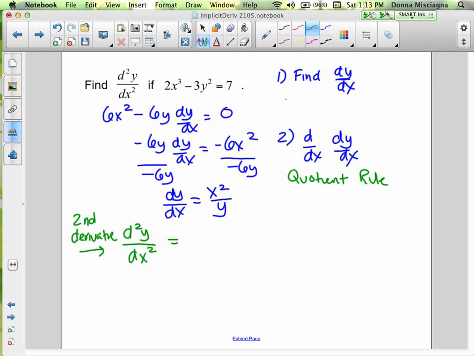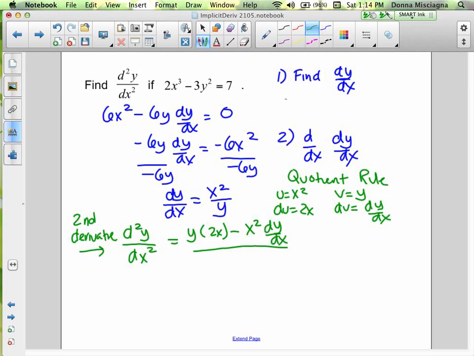All right, so u is x squared, du is 2x, v is y, dv is dy dx. So it's going to be equal to the denominator, y, times the derivative of the numerator, which is 2x, minus the numerator, x squared, times the derivative of the denominator, which is dy dx, divided by our denominator squared, y squared. Now we need to simplify that.